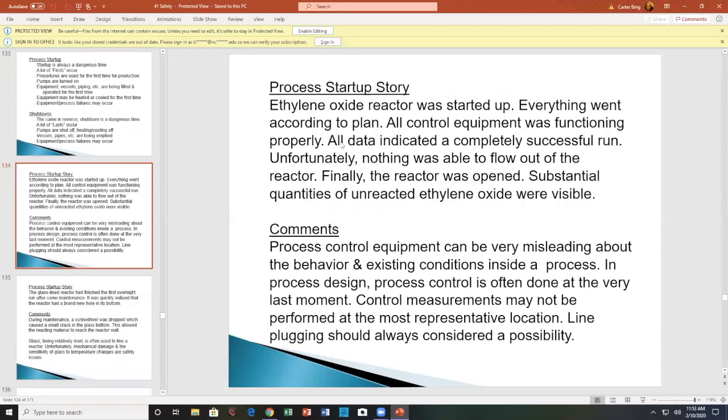Startup, one comment basically. Ethylene oxide reactor: everything went perfectly well. Process control equipment said everything functioned properly. Unfortunately, nothing came out. They opened up the reactor and there were substantial portions of unreacted ethylene oxide, nasty stuff. Just because you have process control equipment doesn't mean it's telling you the truth, right? In process design, process control is often done at the very last moment. Control measurements may not be performed at the most representative location. Line plugging is always a problem.